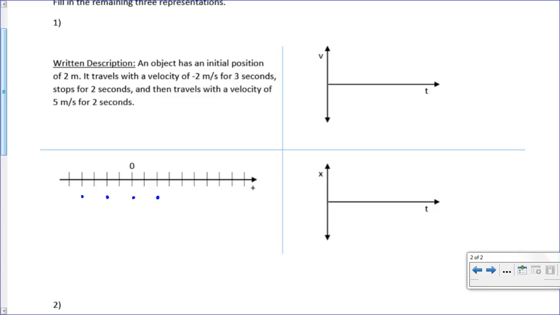And then it says it stopped for 2 seconds. So that first one without an arrow, second one without an arrow, and then we're going to go here. And then it reverses direction and is going to be going 5 meters per second for 2 seconds. So we count up 5, and it gets us here. And then we count another 5. Gets us here.